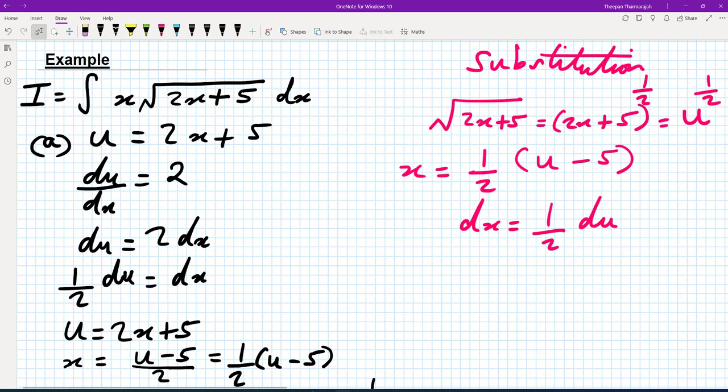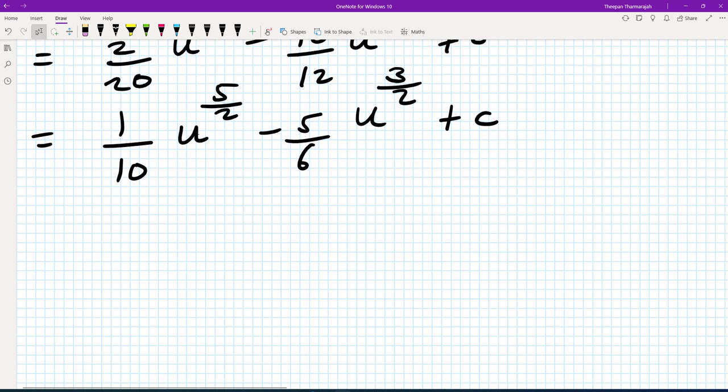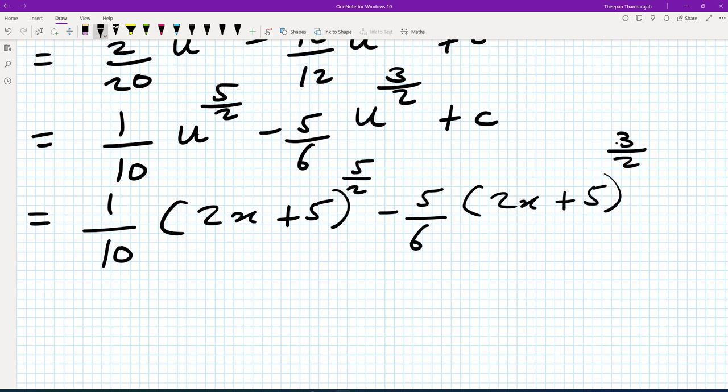If we go back to our substitution, we said that u was 2x plus 5. So I'm going to make that substitution in here. I'm going to replace the u with 2x plus 5 raised to the power of 5 over 2, minus 5 over 6 times 2x plus 5 raised to the power of 3 over 2, plus c.